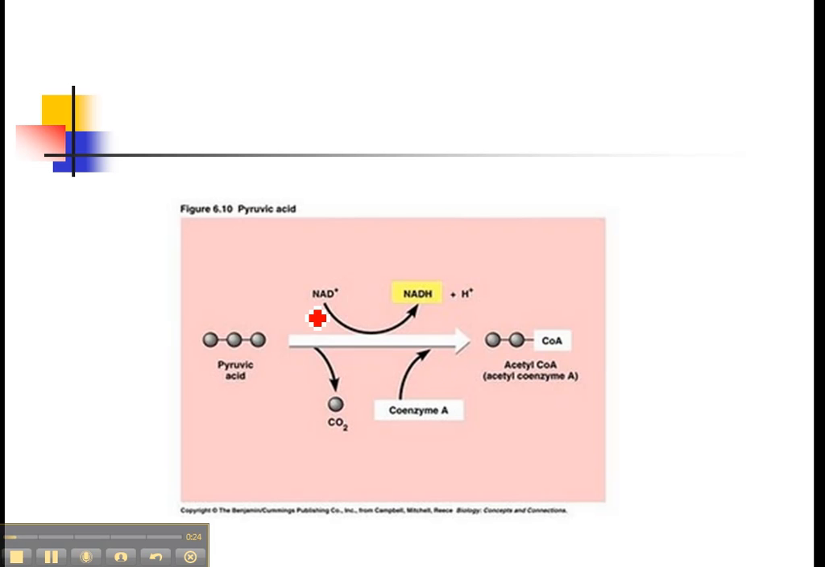It says look at figure 6.10. And so you have your 3-carbon pyruvic acid, and carbon dioxide is being removed from the pyruvic acid, and coenzyme A is added and changed into acetyl-CoA. So we took from 3-carbon, we took a carbon dioxide off, which is called decarboxylated, and turned into a 2-carbon acetyl-CoA.